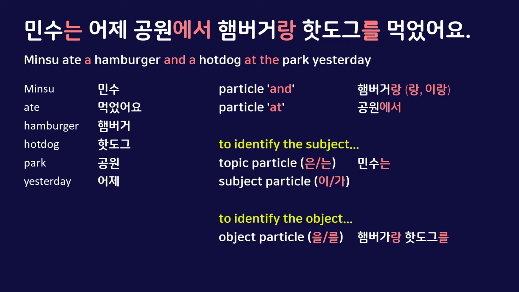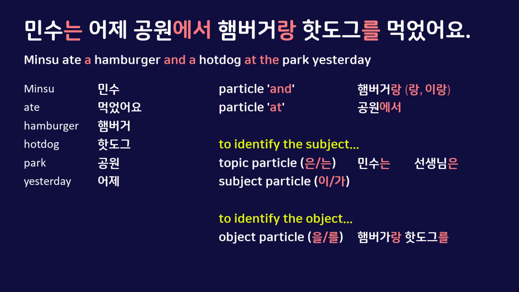Now, one last thing to note is that the reason why there are two different forms of the same particle is because we use one or the other depending on whether the word it is used with ends in 받침 or not. So let's say the subject is 선생님, a teacher. Then we would use the topic particle 은 rather than 는 because the noun 선생님 ends in a 미음 받침, whereas the noun 민수 or the name 민수 doesn't end in a 받침. And the same rule applies to all the other particles on the screen.